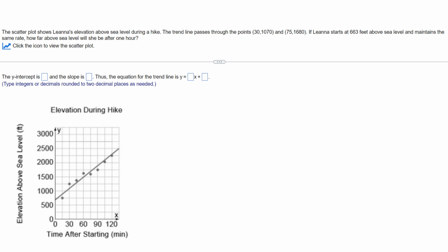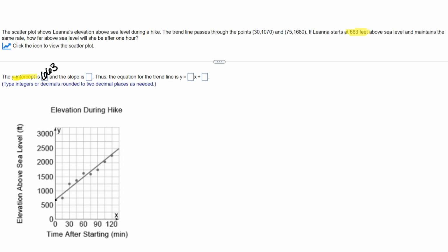So the y-intercept is our starting point. And so it tells us in the word problem that she starts at 663 feet. This is helpful because on the graph, that is not at a good starting point. It's not exactly on the readable line. And so because it tells us she starts at 663 feet, we know that the y-intercept is 663 feet.